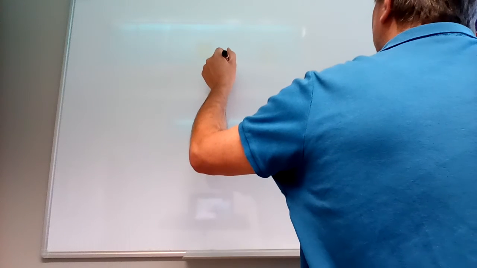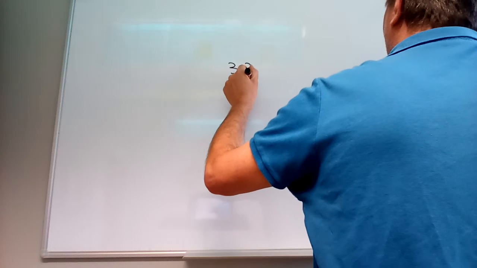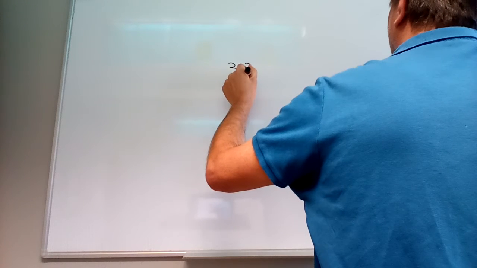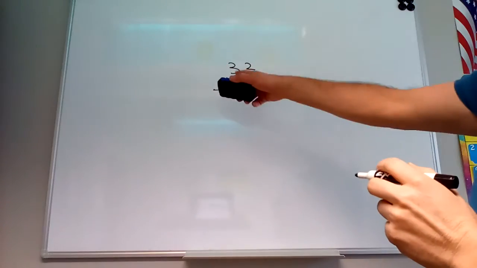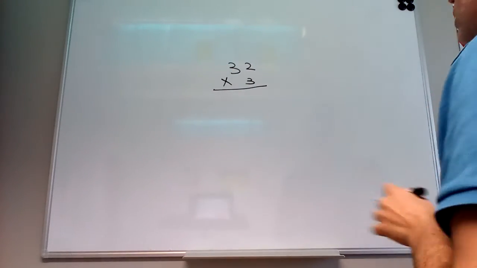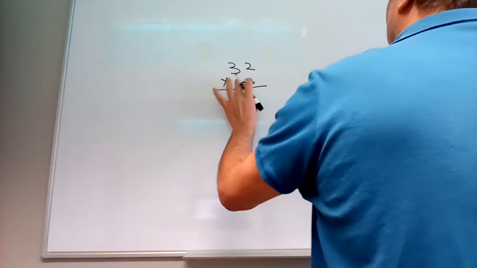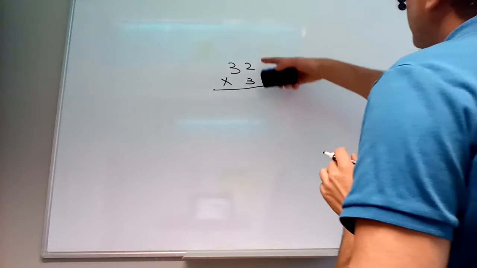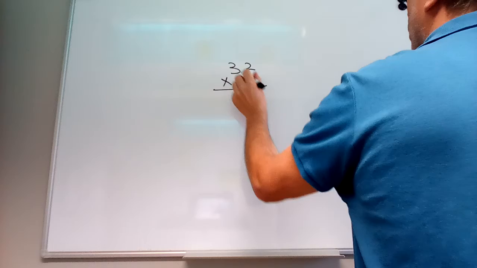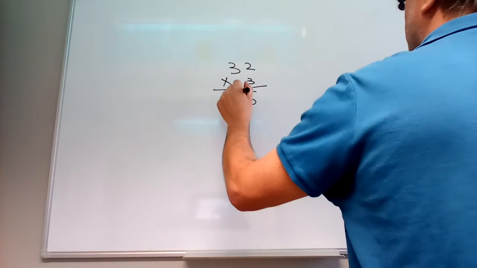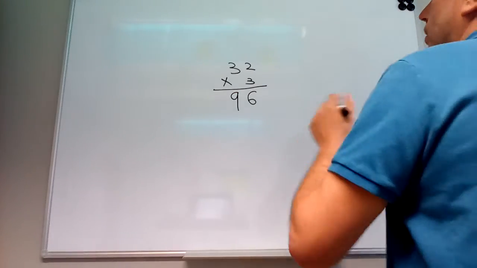So let's go 32 times 3. Okay? So 32 times 3, and for times we use our X symbol for now. Later you'll learn there's different symbols you can use, but for now we just use the X. 3 times 2 is 6. And then you go diagonal. 3 times 3 is 9. So 32 times 3 is 96.